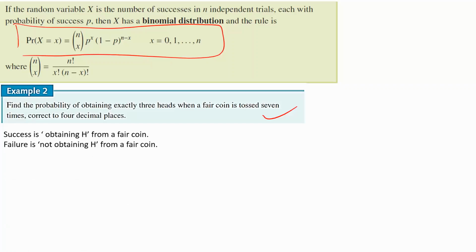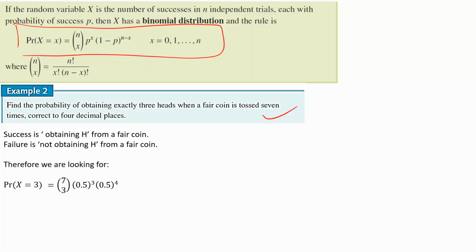What's the chances of getting H? 0.5. You know the chances of getting tails is 0.5 as well. So we are now looking for what's the chances of getting three H's. That's our goal. How many trials am I doing? Seven. So, if I list it out, you should have left it as seven trials out of the seven.